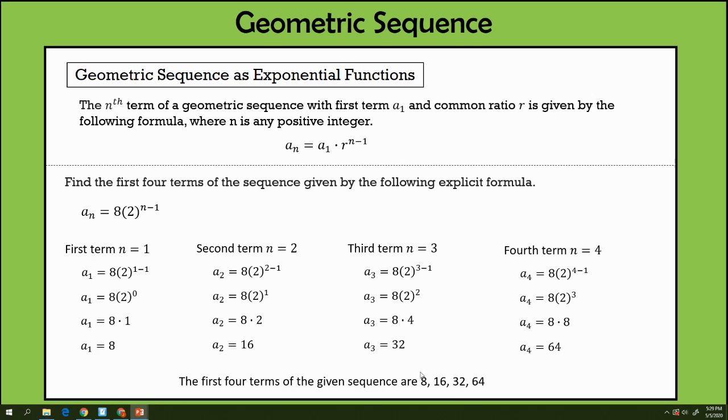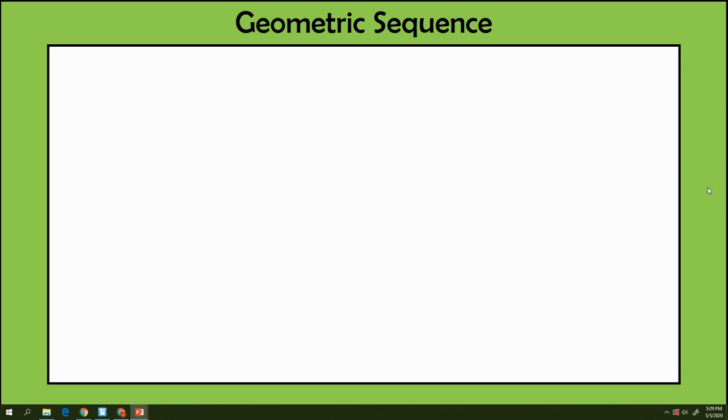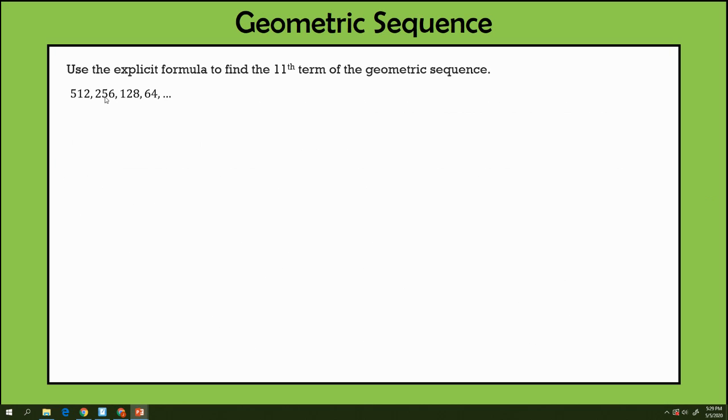Okay, now we can see that here in the sequence, and then we use the formula up here to get those same numbers. So that's the idea of an explicit formula that represents a geometric sequence and how we can use it. Okay, let's look at another example. Now they're telling us you have to write the explicit formula and then find the 11th term of this sequence.